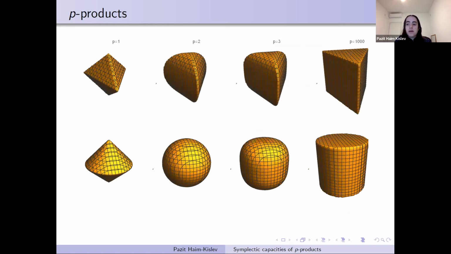Okay, so, again, some examples. The first line here is the p-product of a triangle and a line. As you can see, it increases to the product of the two. And here the second is a p-product of a line and a disk. And the 2-product of the line and the disk is indeed the ball.